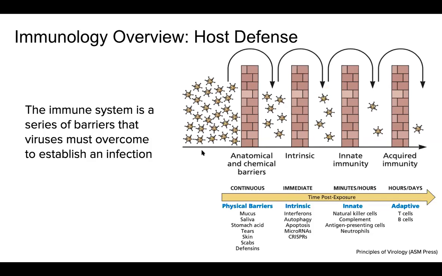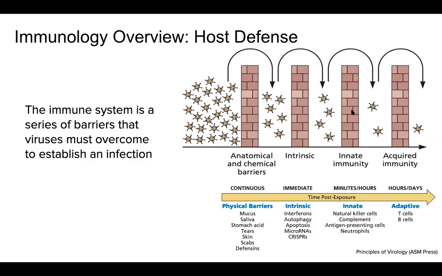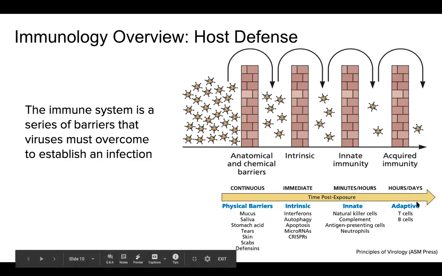Okay, immunology review. So the immune system is basically a set of walls that any infection has to clear. The first set are physical barriers like your skin, tears, stomach acid, stuff like that. There's intrinsic stuff. Then there's innate immunity, like natural killer cells, those cells that basically eat foreign infection. And then acquired immunity happens where your body is able to basically memorize what a certain infection looks like. That takes quite a long time.